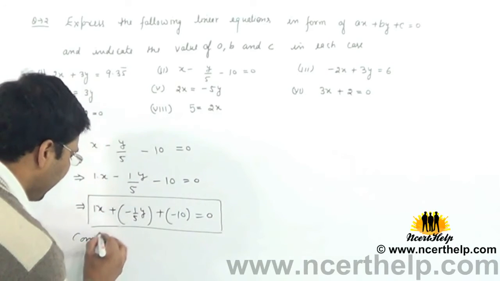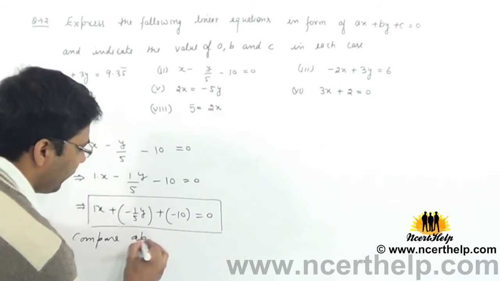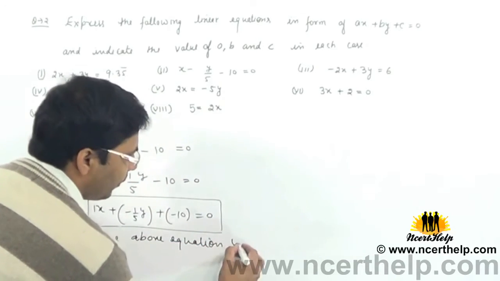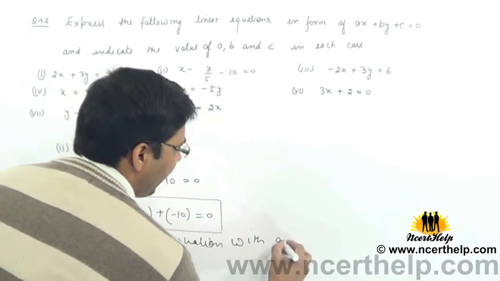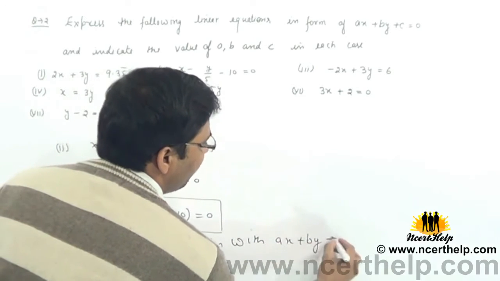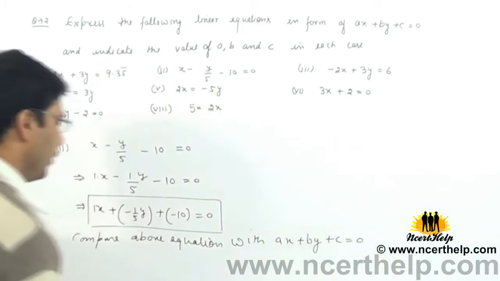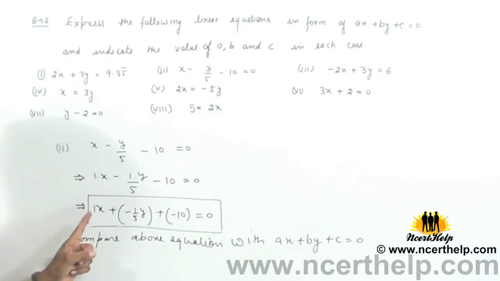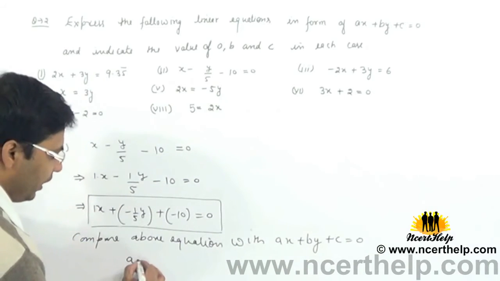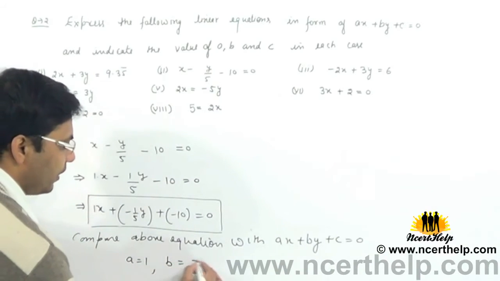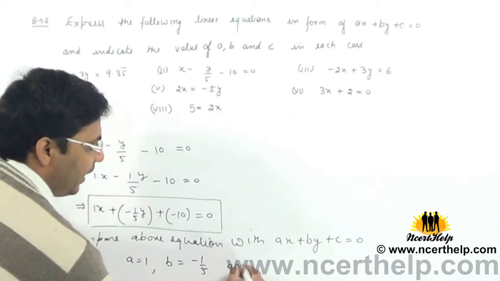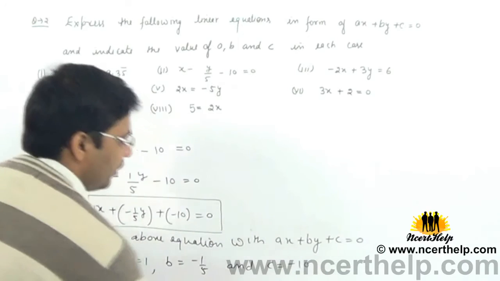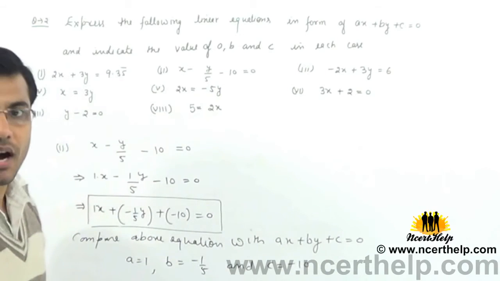Now compare above equation with ax plus by plus c equals 0. Here the coefficient of x is a and here coefficient of x is 1. So a equals 1, b equals minus 1 upon 5, and obviously c equals minus 10. So this is the answer of second part.